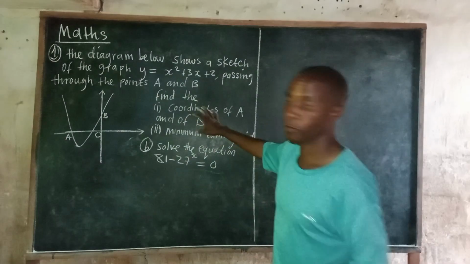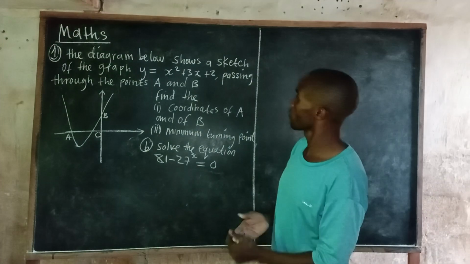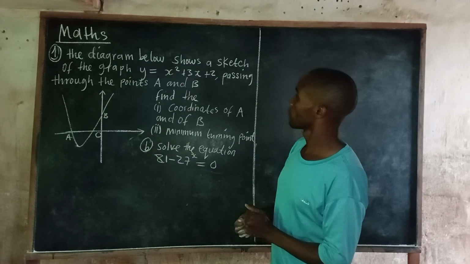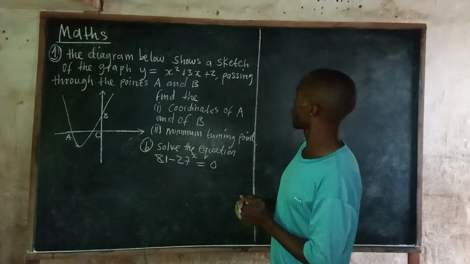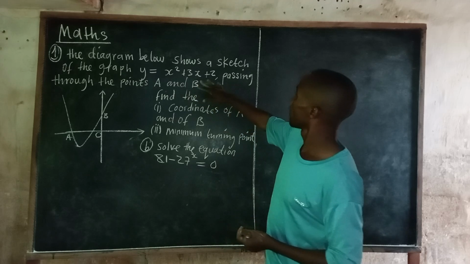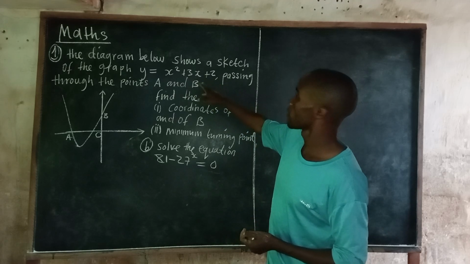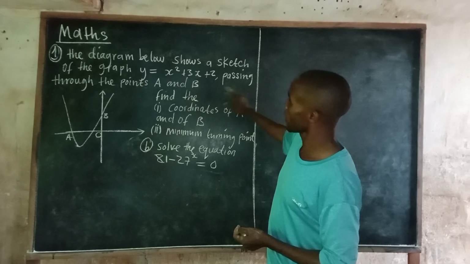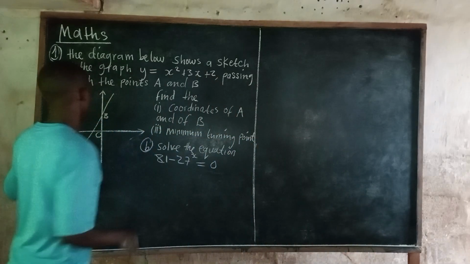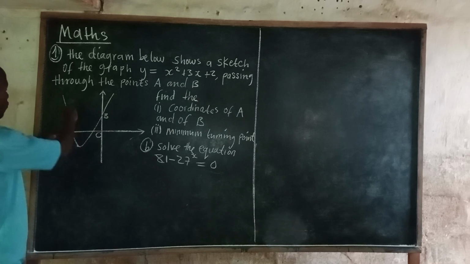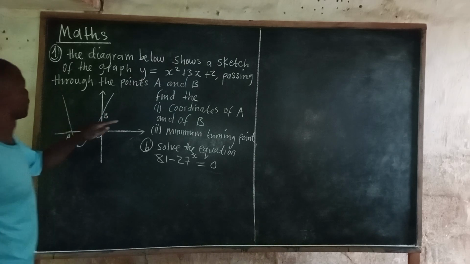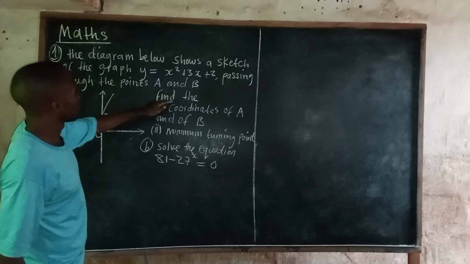Okay, so today's lesson we are looking at this question on the chalkboard under quadratic equations. The diagram below shows a sketch of the graph y equals x squared plus 3x plus 2, passing through the points A and B. So that curve is passing through these points A and B.